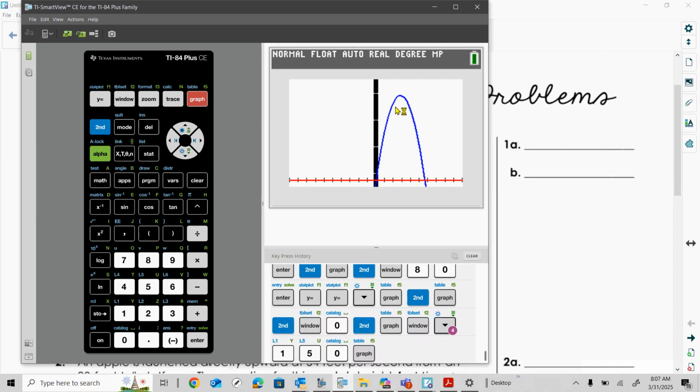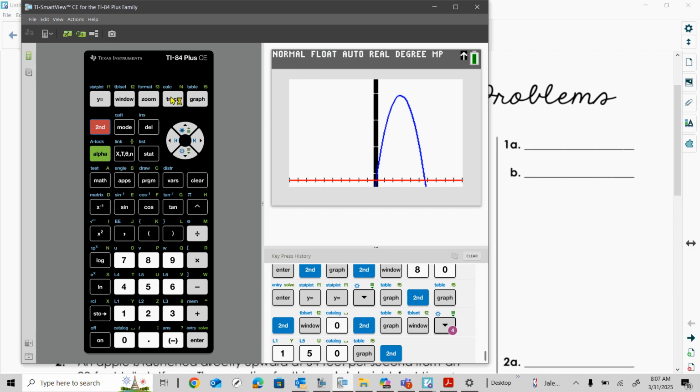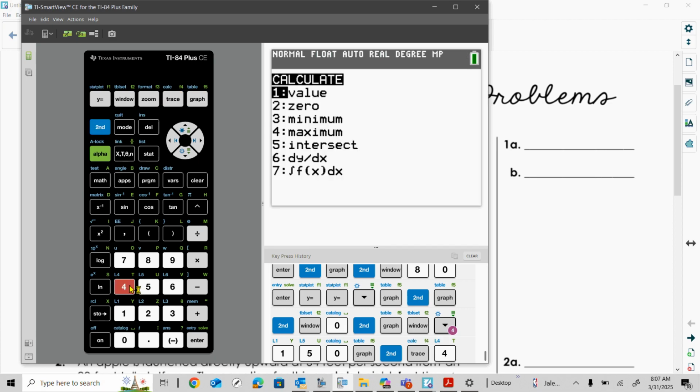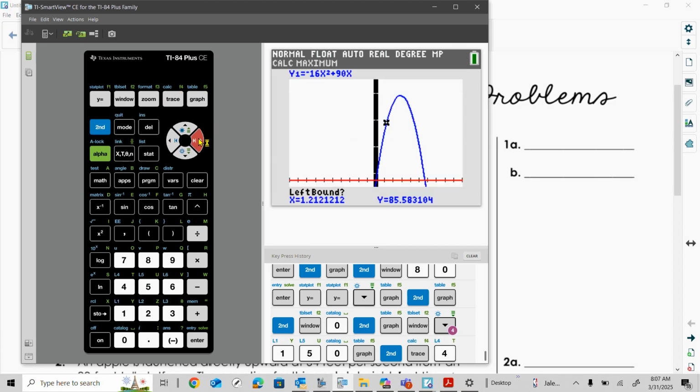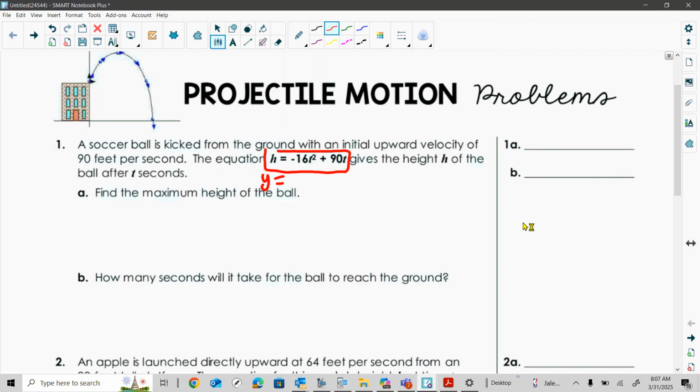So you're going to use your table to help you problem solve. One of the questions they ask us to find is the maximum height. So I can now go second trace. We're going to find that max, which is 4. We now have to move left bound, enter, and then right bound. Oops, that's a little too far. I'm going to go right there, enter, enter. So our maximum height of the ball is approximately right there, 126.56.